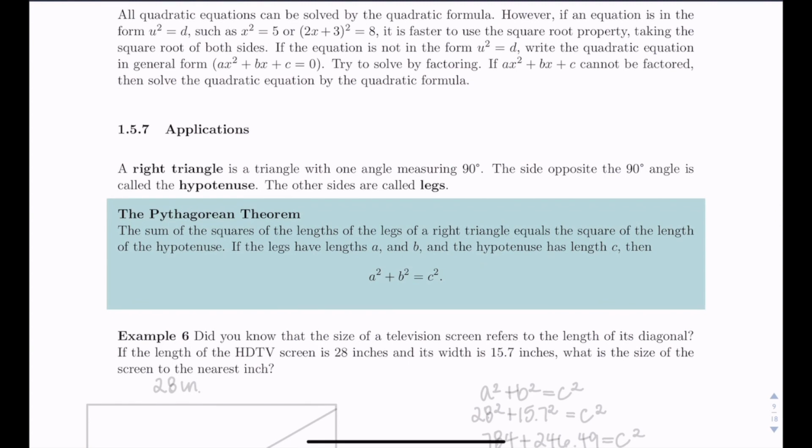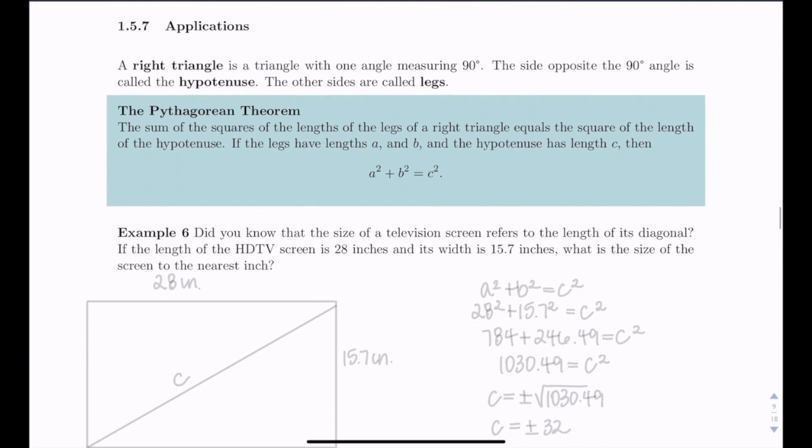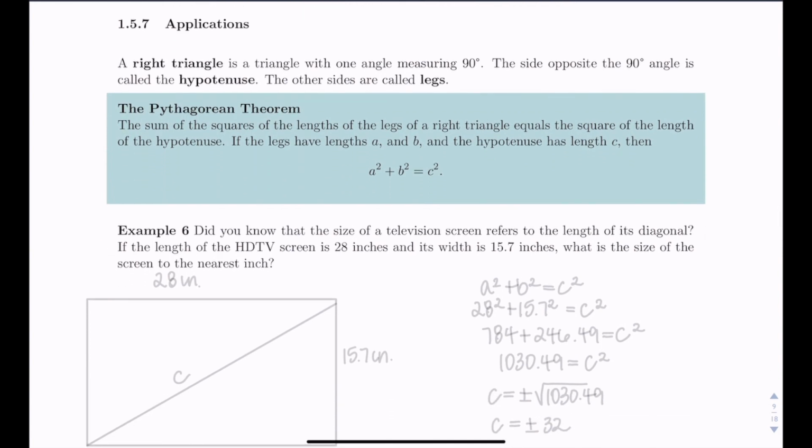Alright, so let's just do one more problem, and it's an application problem, which is everybody's favorite. I know we love word problems. So we are going to talk about a right triangle and the Pythagorean theorem first. A right triangle is a triangle with one angle measuring 90 degrees. The side opposite of the 90-degree angle is called the hypotenuse, which is the longest side, and the two other sides are called legs.